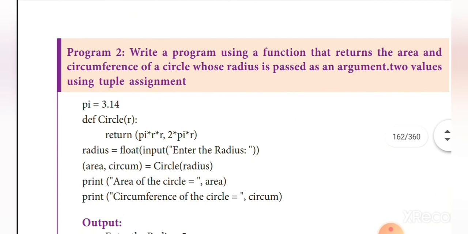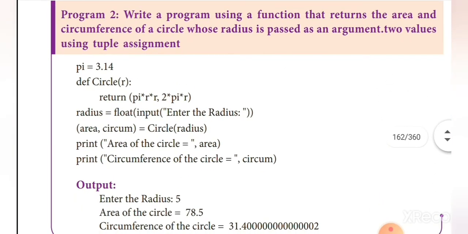Next, in this program we are going to calculate the area and circumference of a circle whose radius is passed as an argument, returning two values using tuple assignment. Okay, so we already know pi is the constant variable. We just assign the value pi is equal to 3.14. So in this program we are going to calculate the area and circumference of the circle.